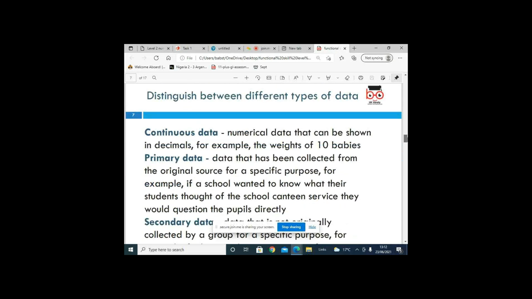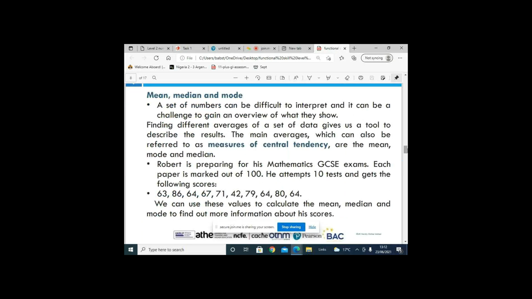So we want to go straight to mean, median, and mode. A set of numbers can be difficult to interpret, and it can be a challenge to gain an overview of what they show. So we normally use mean, median, and mode to analyze data.